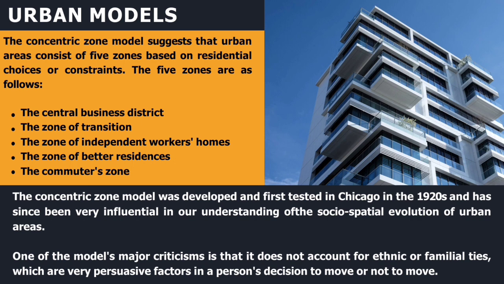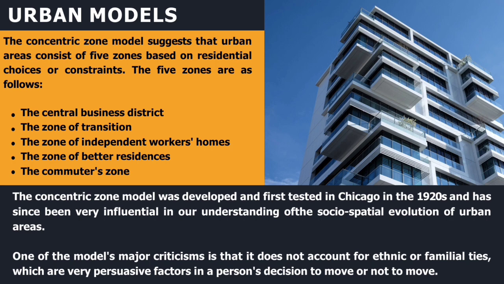And the last zone is called the Commuters Zone, which is located the furthest away from the city. This area is mostly upper class residents with very few middle class residents. So this model or idea contends that as people or families achieve better economic status, they eventually emigrate from the central region to more expensive residential zones.